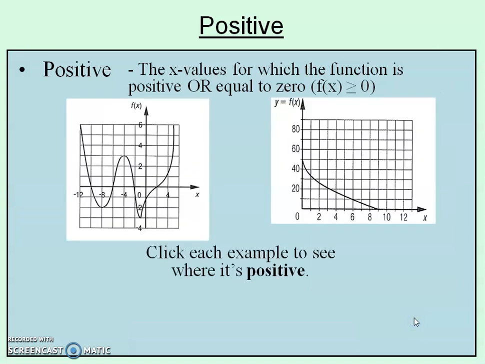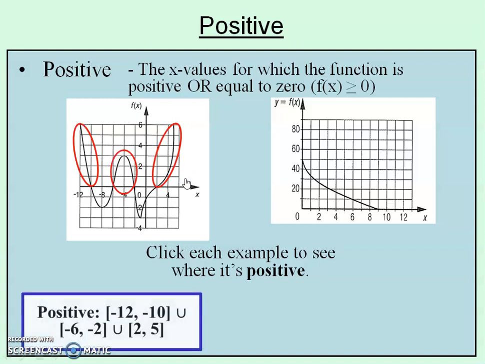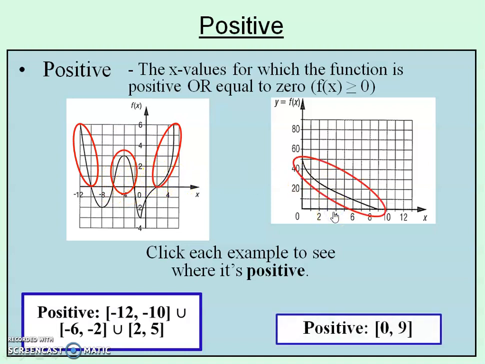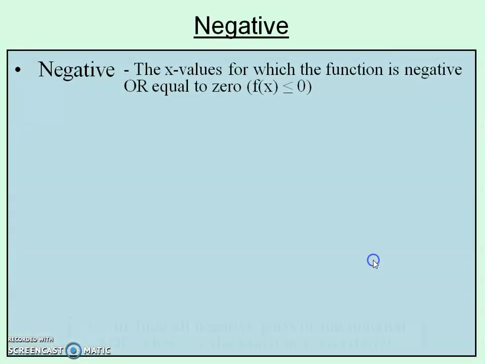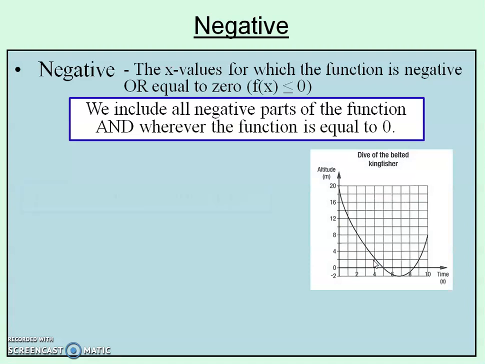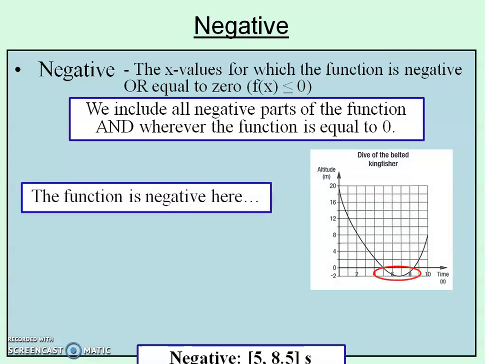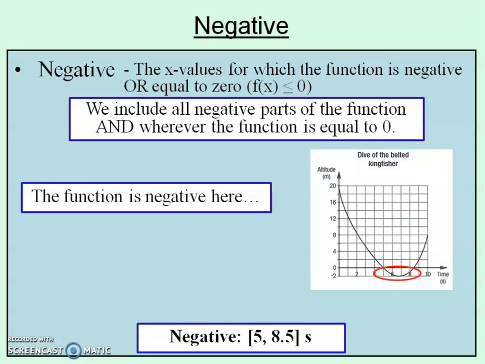And in this case, if you want to pause and give it a try, this function is positive in a bunch of places, from -12 to -10, then also from here to here, then also from here to here. And this one is positive its entire domain. And negative is the exact same thing, but below the axis. It includes all the points where the function is 0, so those parts are included.